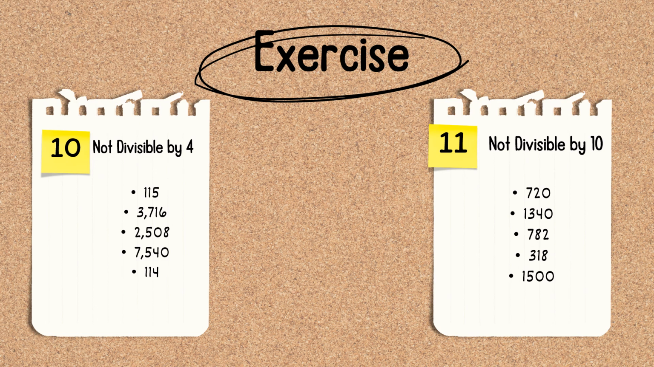Excellent, math champions. And the last one requires us to get out the numbers that are not divisible by 10. What will we do, math champions? Excellent. We will go to the numbers that don't end with 0. 720, out. We won't take it. 1,340, out. We won't take it. 782, yes, we will take it. This applies the requirement. 318, yes, this applies the requirement. 1,015, it is out because it is divisible by 10.